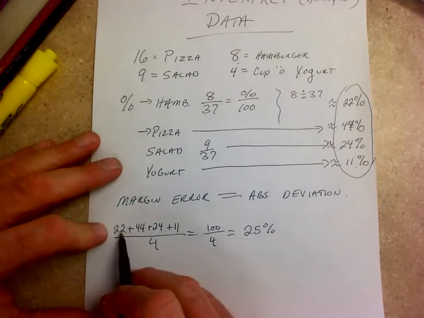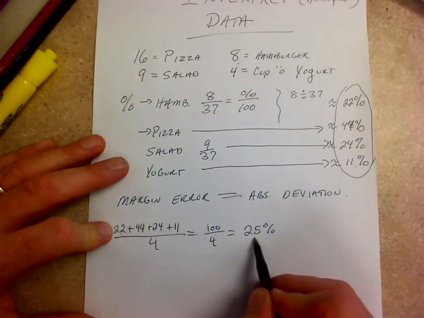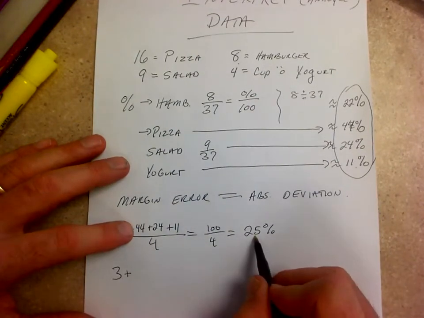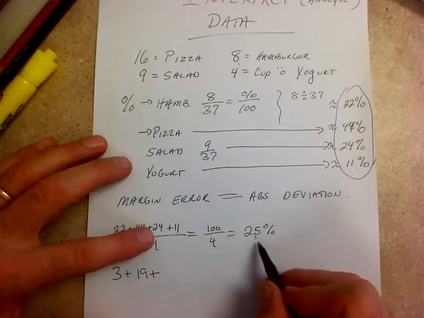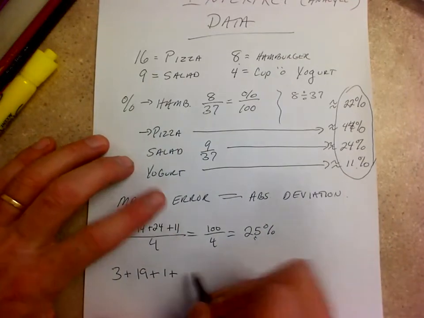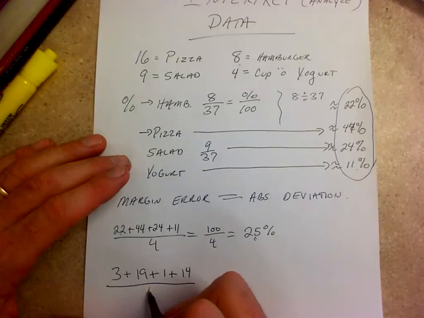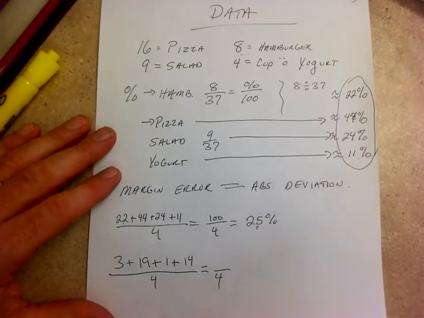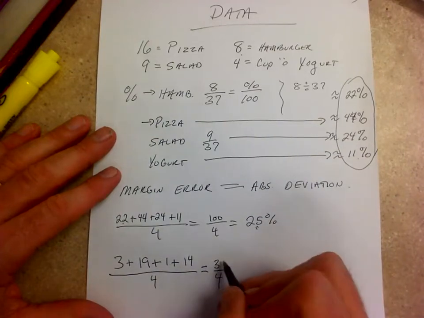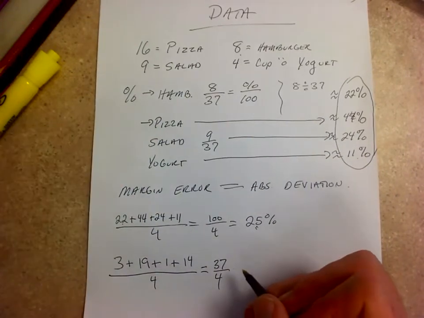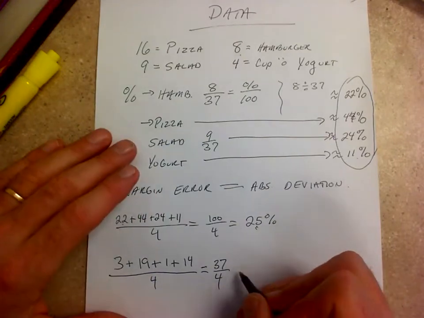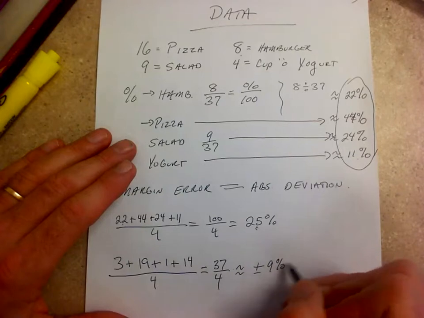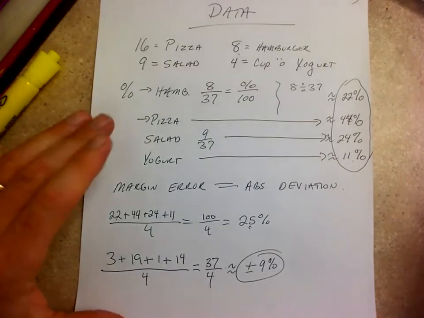So then we need to get our deviations. So this one deviates from the average by 3. This one deviates from the average by 19. This one deviates by 1. And this one deviates by 14. So if we're going to find all 4 deviations, we want to average those as well. 37 divided by 4. So we have a deviation of approximately 9%.